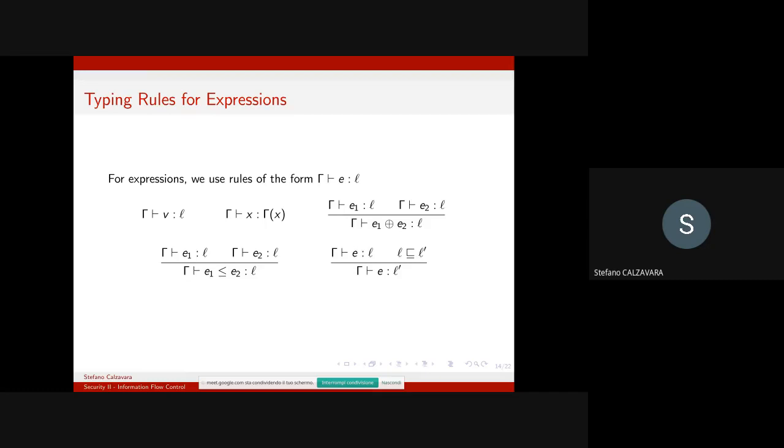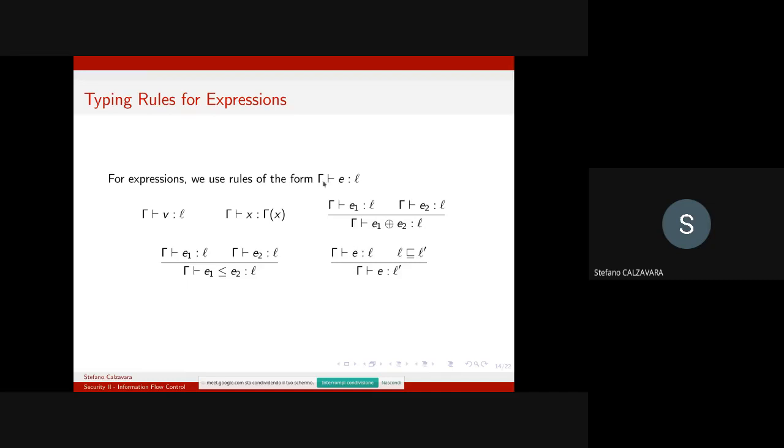Let's start by discussing the typing rules for expression. So please try to follow the discussion. If something is not clear to you, please interrupt. We said that the typing rule of expression has the shape of gamma assigns to the expression E the label L.